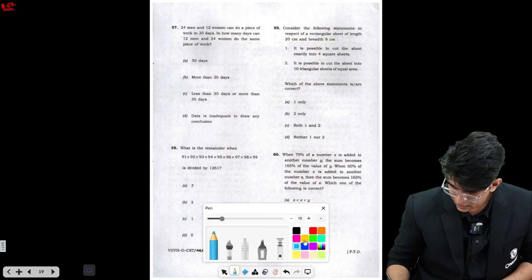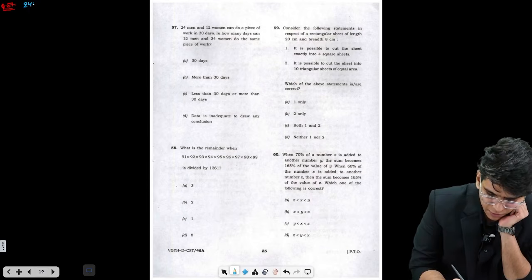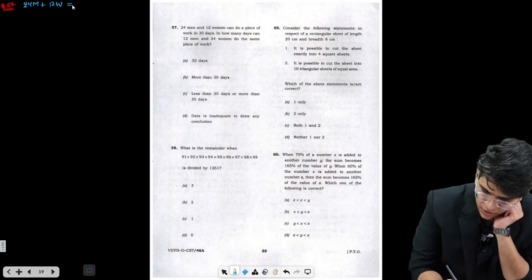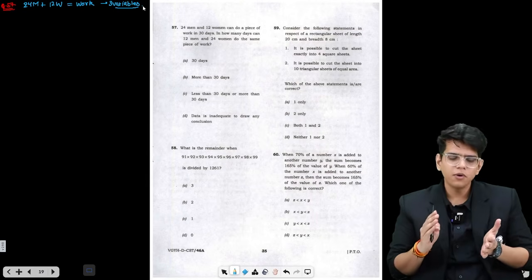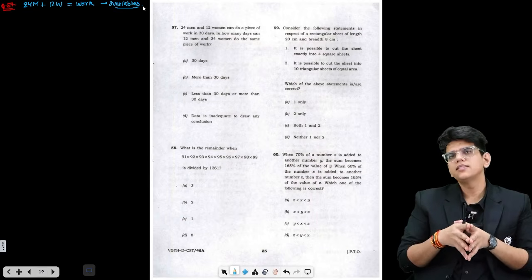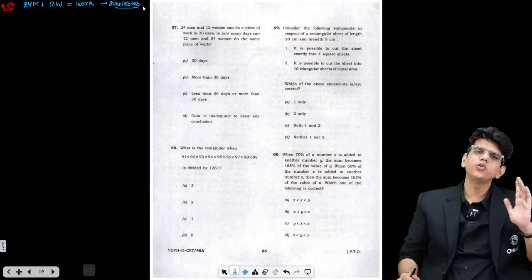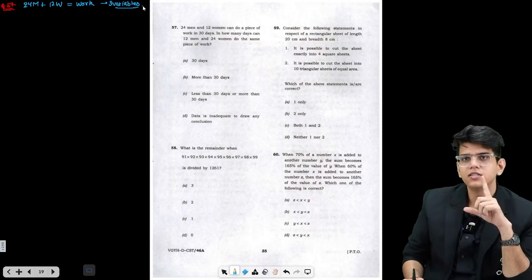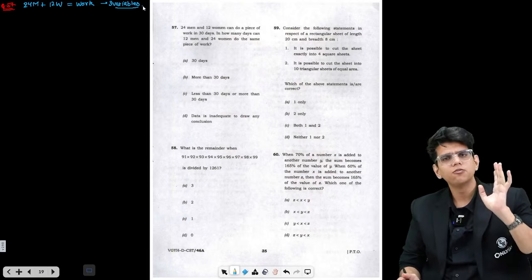Question number 57. 12 men. Suppose men's efficiency is M. 12 men plus 12 women can do the work, total work. Okay? 3 variables. You don't know the efficiency, how many units a man works in a day. Similarly, you don't know about the working capacity of the woman and you don't know the total work. First equation, there are 3 variables: work, efficiency of men and efficiency of the woman.